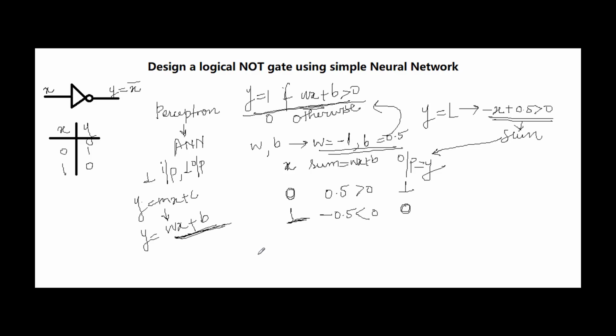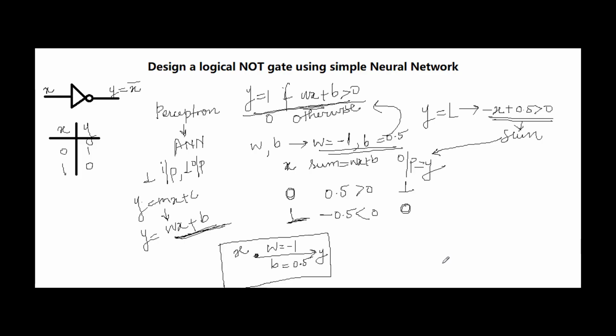Basically, here will be my input x, and then we get the output directly, where I am setting my W as -1 and my bias as 0.5. So this is how the perceptron model will look for a NOT gate. I hope this is clear. So this is how you can design various logical gates using a simple neural network.